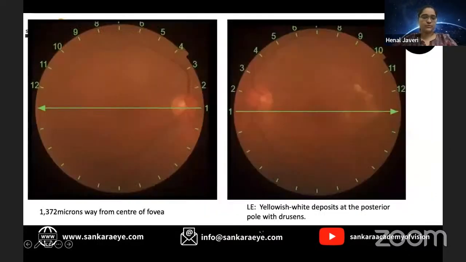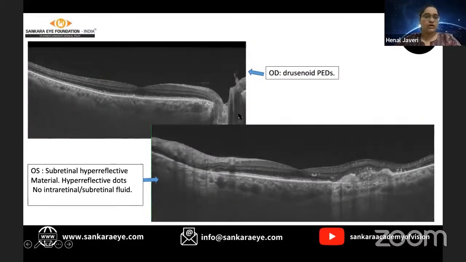Yeah. So fundus examination in the right eye, the fundus was seemingly normal. Just a few drusen were seen at the posterior pole. While in the left eye, we can see some exudates and drusen superiorly with a yellowish-white lesion temporal to the fovea, approximately 1300 microns away. OCT of the right eye showed few drusenoid PEDs. In the left eye, the foveal contour was normal. There was no intraretinal or subretinal fluid. Subretinal and sub-RPE hyperreflective material was seen with hyperreflective dots.